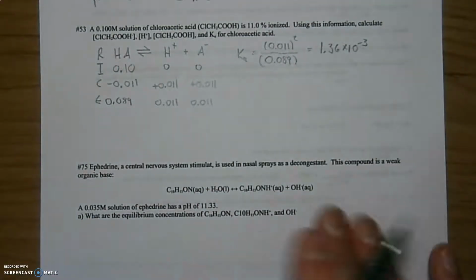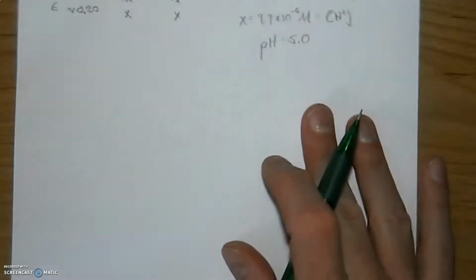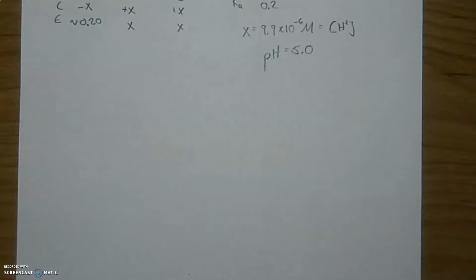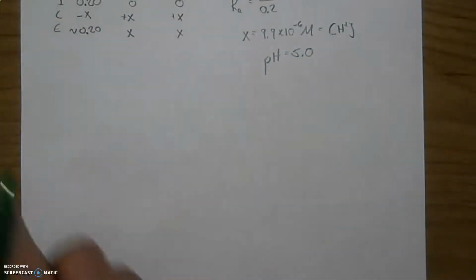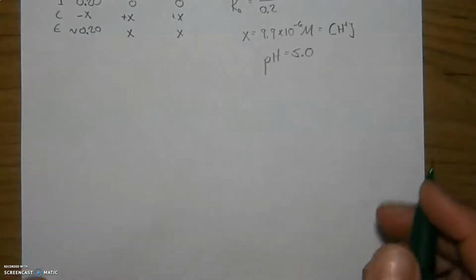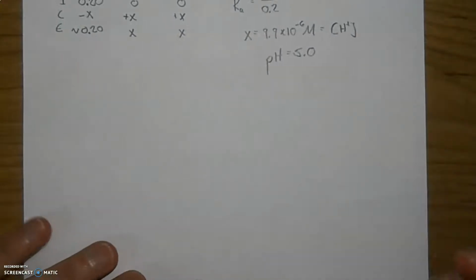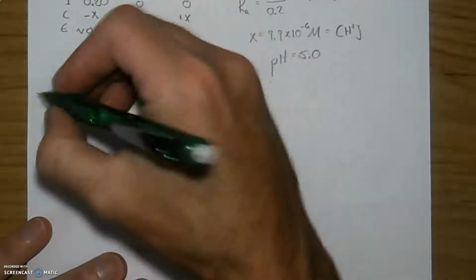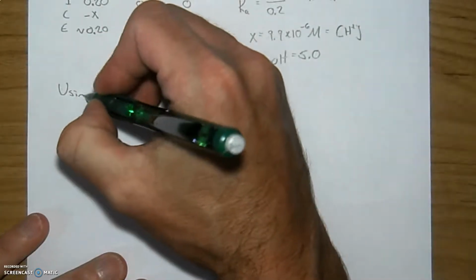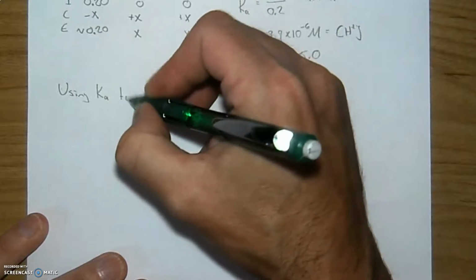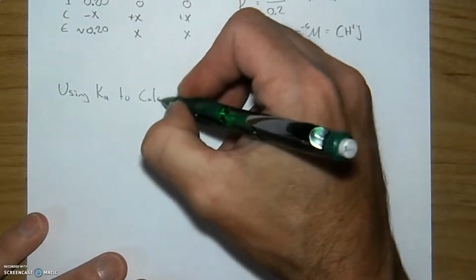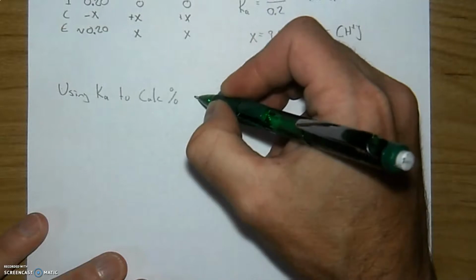So we solve for it. Easy enough. All right, let's bounce back over to the notes. All right, this one, we'll add another little wrinkle to it. We'll see how this goes. Starting off, we'll say, using a known Ka to calculate the percent ionization.